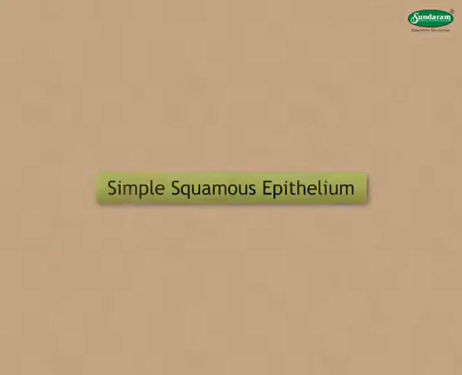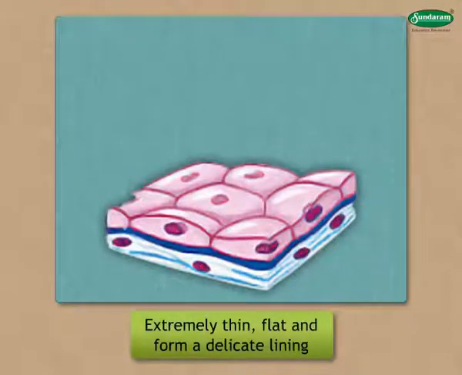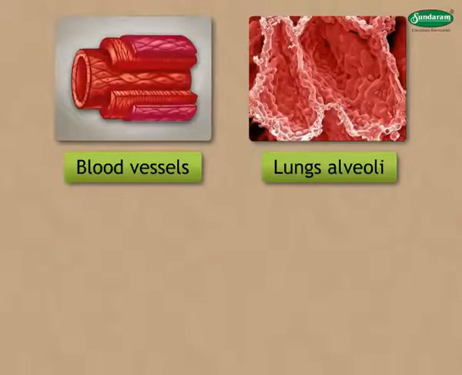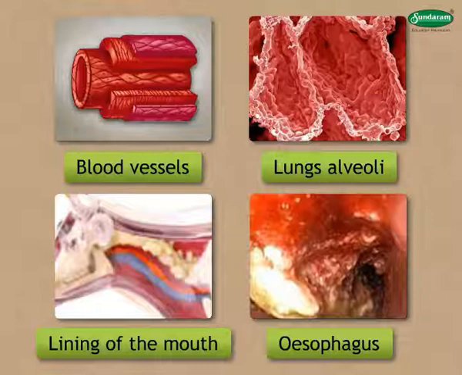1. Simple squamous epithelium. The cells of squamous epithelium tissues are extremely thin, flat, and form a delicate lining. These cells are situated in the lining of blood vessels, lung alveoli, esophagus, and lining of the mouth. It performs the function of transportation of substances through a selectively permeable membrane.